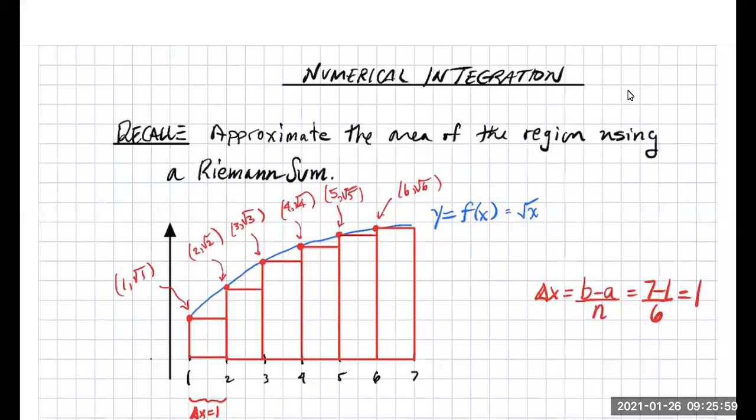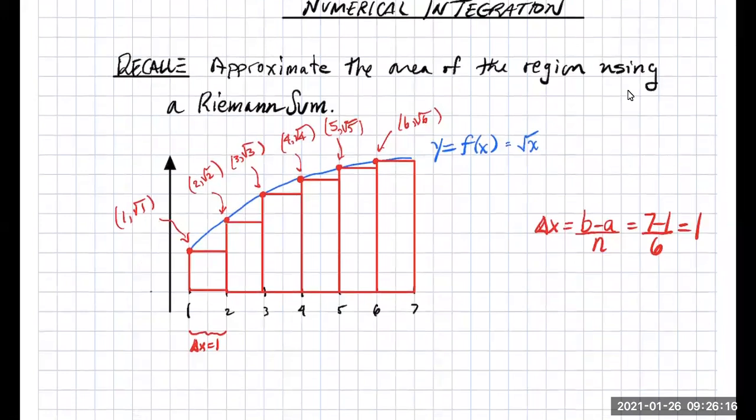In this presentation, gang, we're going to talk about numerical integration. And you've already seen an example of numerical integration when you wanted to calculate the area under a curve using a Riemann sum. So as a reminder, I have an example right here. The blue curve is the basic square root function, okay? And I'm going to approximate the area under it with a series of 6 rectangles, okay?